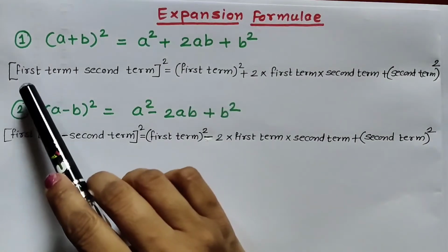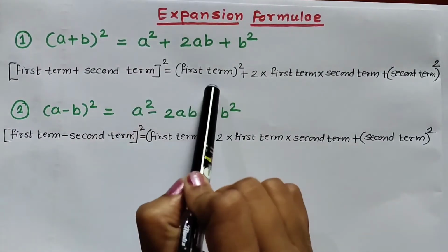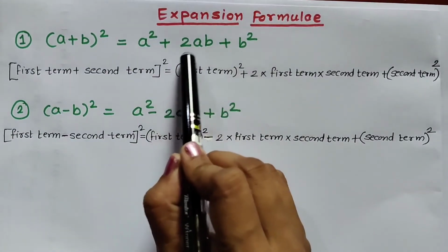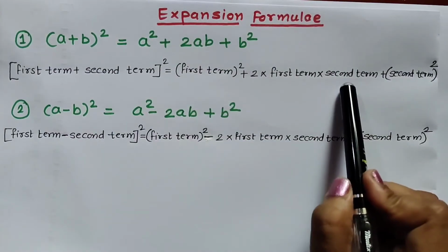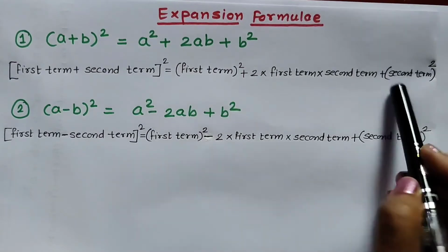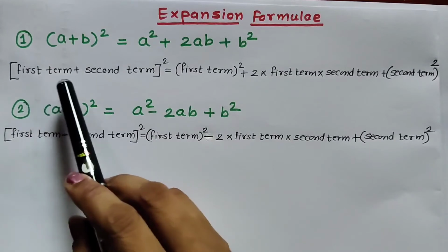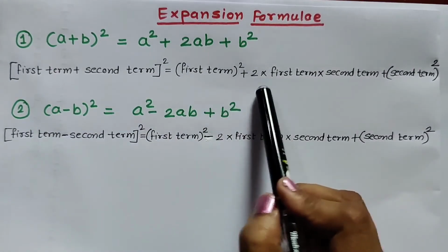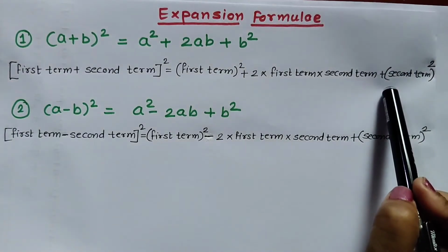can be memorized as first term plus second term whole square is equal to a square, means first term square, our a is the first term. So first term square plus 2 multiplied by a multiplied by b means 2 multiplied by first term multiplied by second term, and plus b square means plus second term square. So this formula (a plus b) whole square can be memorized as first term plus second term whole square will be equal to first term square plus 2 into first term into second term plus second term square.